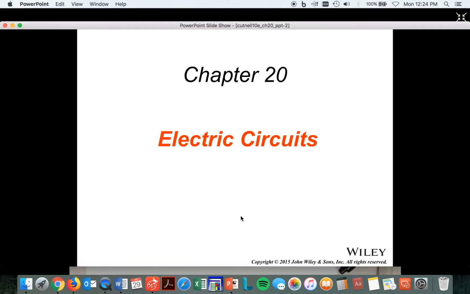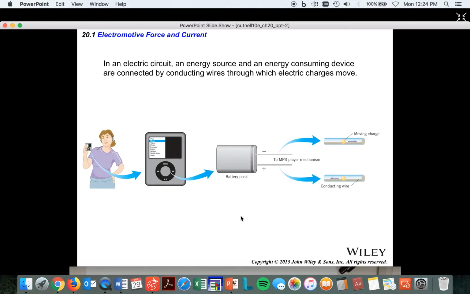Electric circuits. Now, here's where we start. All right. Get this little iPad thing. Isn't that modern? Aren't they hip? These slides are from 2007 now. So, that was all the rage.